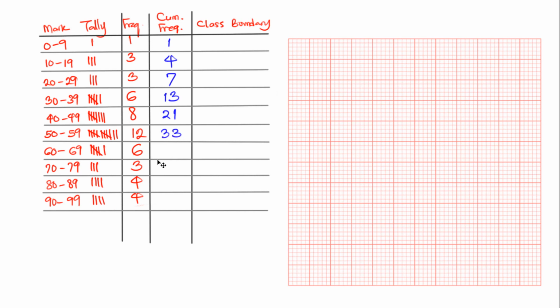The next one, 21 plus 12 is 33. The next one, 33 plus 6 is 39. 39 plus 3 is 42. 42 plus 4 is 46. 46 plus 4 is 50. These are the cumulative frequency data that is needed for us to plot our graph. Then the class boundary. To get the class boundary, take for example the second range of marks, the 10 to 19. What we do is we subtract 0.5 from the first entry and we add 0.5 to the last entry.